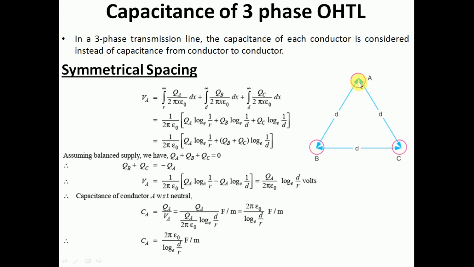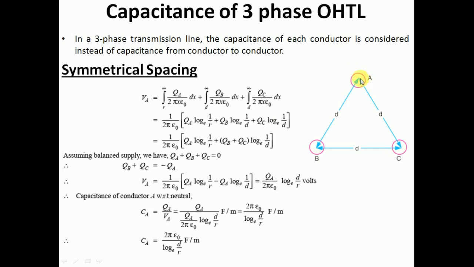First, we will begin with symmetrical spacing. Just like we have considered in the case of inductance of transmission line, here also in the case of three-phase system, there are two cases, that is symmetrical spacing and unsymmetrical spacing. So now let's see symmetrical spacing. In the case of symmetrical spacing, as you know, all these three conductors are placed at equal distances apart, which is represented here as d. We are going to find the capacitance of this conductor A.